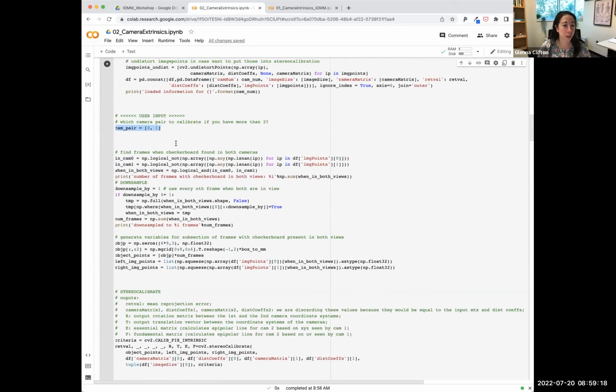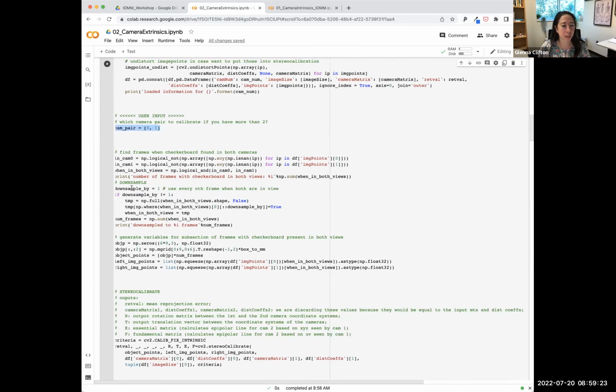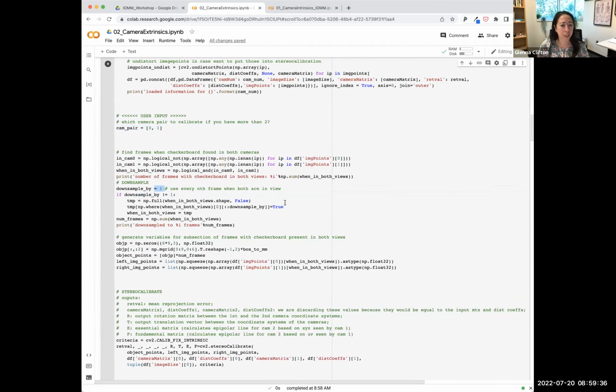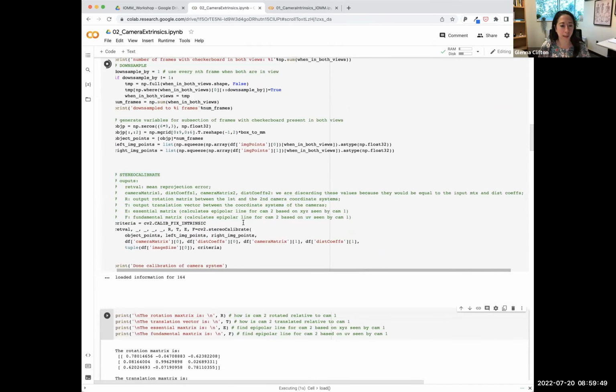You're going to find the frames when the checkerboards are in both views, and you can actually downsample this. A lot of times I record hundreds of calibration frames, and I don't want to do this calculation on hundreds of frames because it will take a really long time. So you can downsample it here. And then it's going to find, using a function called stereo calibrate, how the cameras are oriented to each other. Again, the 4 main outputs here are the rotation matrix, the translation vector, the essential matrix, and the fundamental matrix. So we can run this cell here.